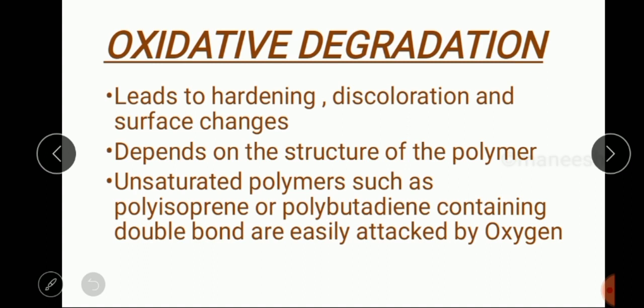An example of such a polymer containing a double bond in its structure is polyisoprene or polybutadiene. Now we will see the mechanism of this type of degradation.